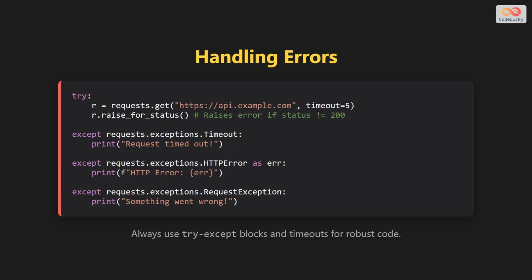Network calls can fail for many reasons, so error handling is crucial. Always wrap your requests in a try except block. You can catch specific exceptions like timeouts or generic request exceptions. A useful method is raise_for_status, which will trigger an error if the request returned a bad status code, like 404, ensuring you don't process invalid data.